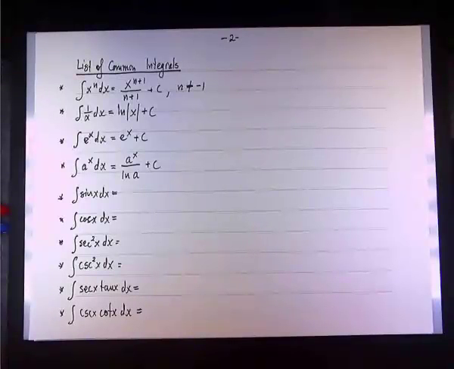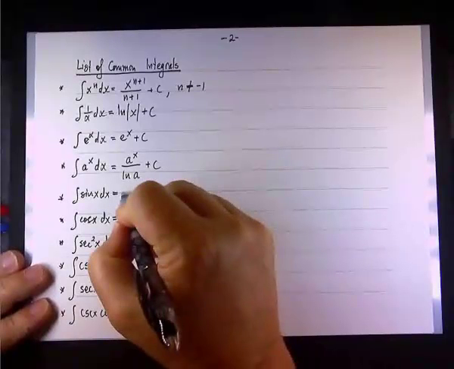Okay, so what do we have? 1, 2, 3, 4, 5, 6, 7, 8, 9, 10. I probably could have added to this 2 or 4 more that have to do with the inverse trigonometric functions that you also probably want to remember.